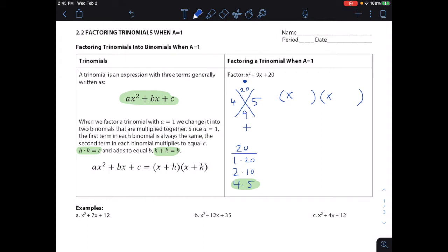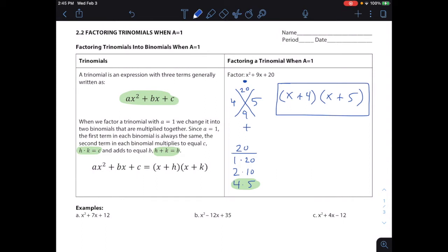All right, and so we have x's first, and then since we have 4 and 5, and in this case they're both positive, we can just write plus 4 and plus 5. Okay, so it's as simple as that. Now I could have put the 5 where the 4 is and the 4 where the 5 is. It doesn't matter. The order doesn't matter on these when we have a equal to 1.